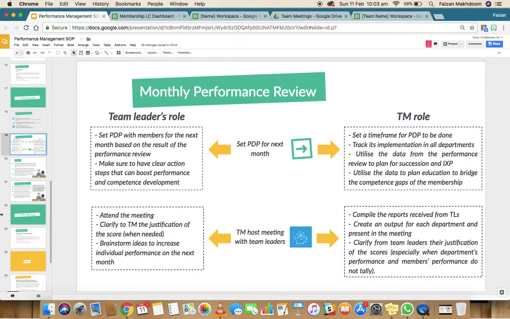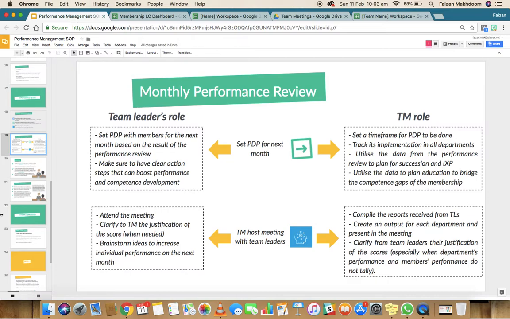For a monthly performance review, team leaders and TM both play their individual roles. The team leaders set PDPs with members for the next month based on the result of the performance review, and it is important for them to set out clear action steps that can boost performance and competence development to be able to achieve the goals that they are setting out for themselves.